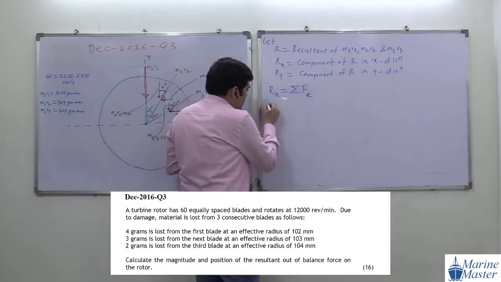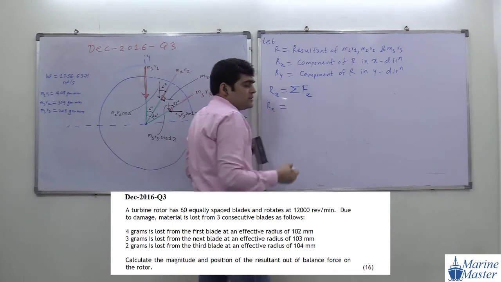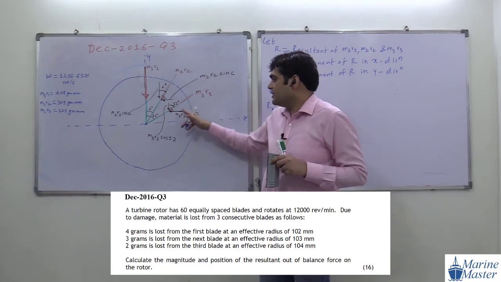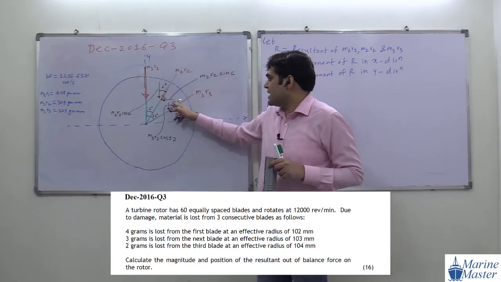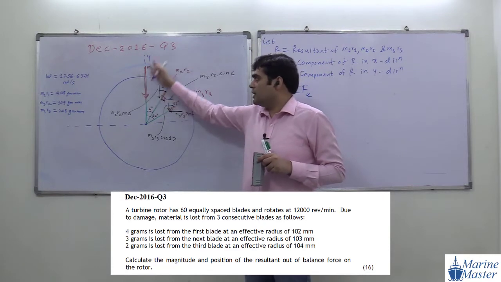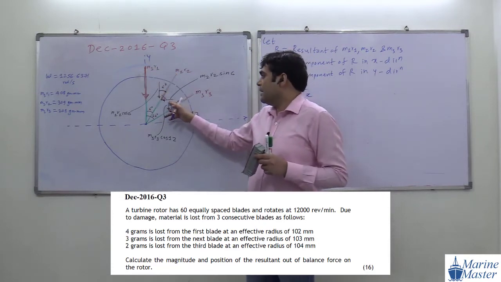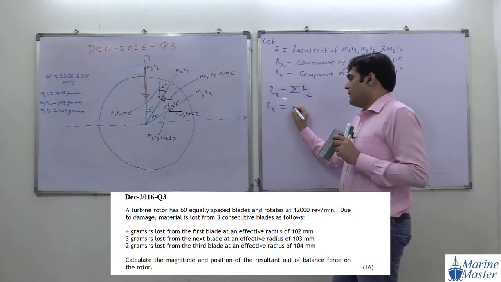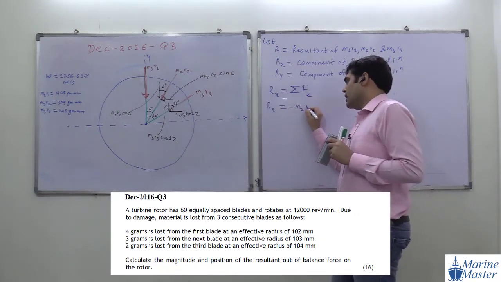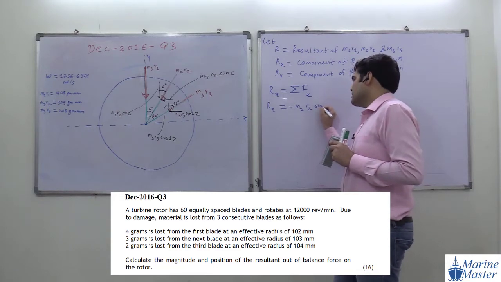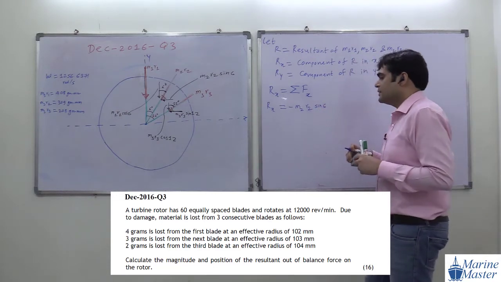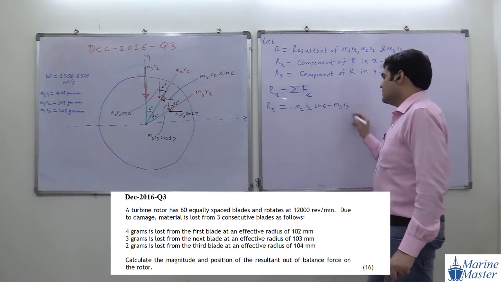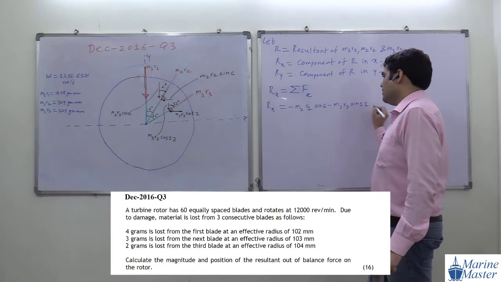Okay. So Rx, summation of what are the forces in X direction here? M1 R1 is directly in Y direction. Then M2 R2 is in which direction? X direction, minus X direction. Minus M2 R2 sine 6. Then minus M3 R3 sine 12. Okay. You got it?